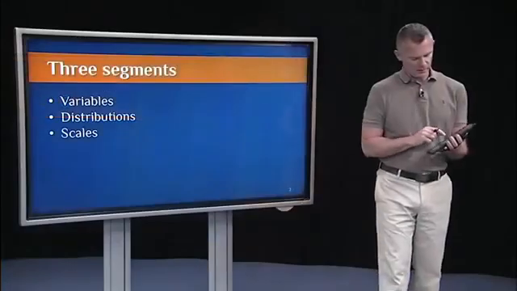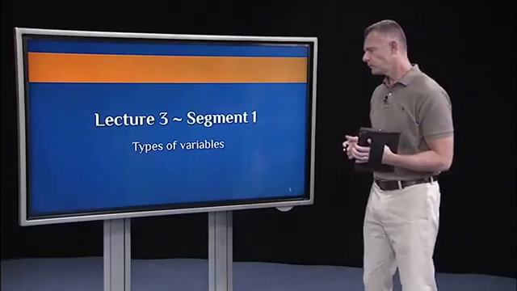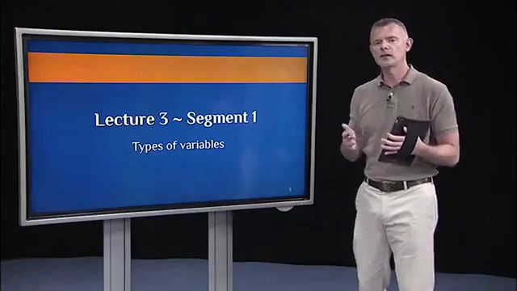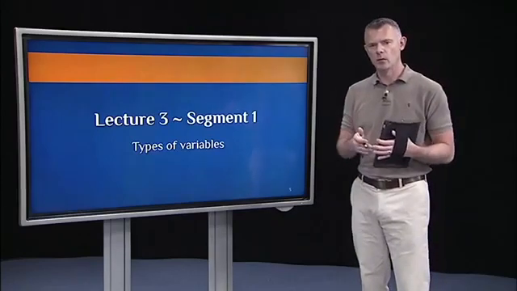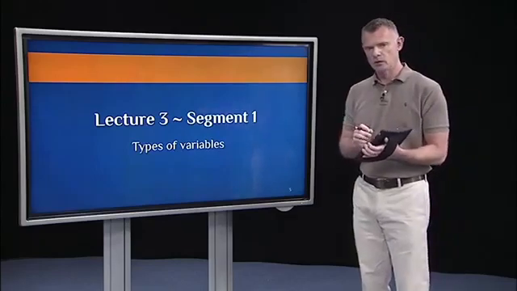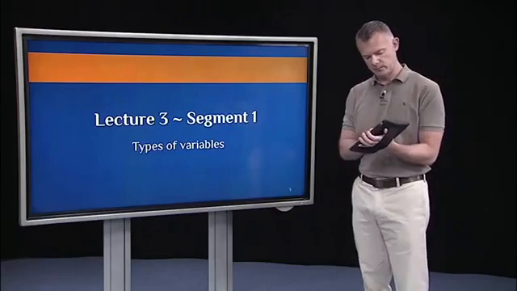In Lecture 3, we'll be talking about variables, distributions, and scales. And as you can tell from the title of the lecture, this lecture is divided into 3 segments. In this first segment, we'll talk about types of variables. It's very important at the outset of the course to understand what type of variable you're dealing with when you're conducting a particular statistical analysis. So we'll be careful here to explicitly define different types of variables.